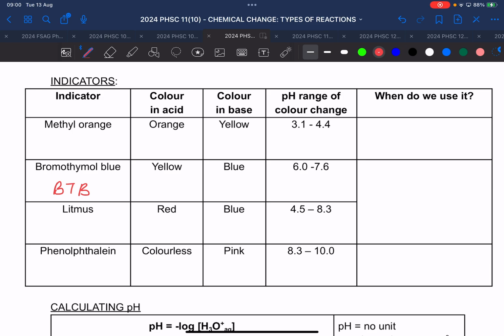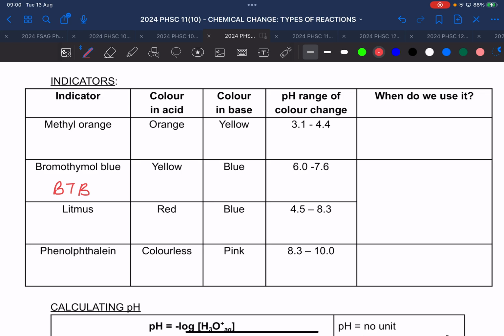Methyl orange, I don't have an example of that, but you can imagine in your head it goes from orange to yellow, orange, yellow, orange, yellow. Then here's bromothymol blue. It's quite a dark blue, can you see that? When you add an acid to it, it changes to a clear yellow.